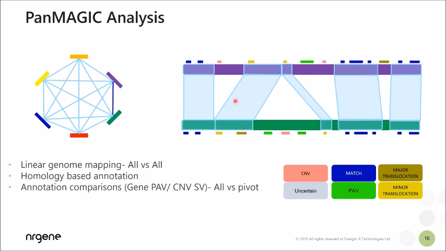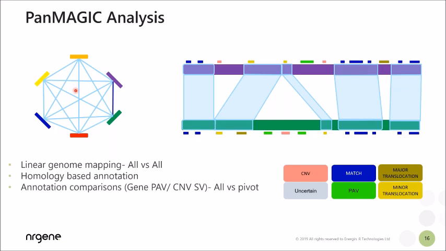And minor translocations have a light khaki color. Major translocations, perhaps to an entirely different chromosome, have a darker khaki color. Extra copies are marked in this pink color. We do all this analysis. The linear mapping is done all by all. So if, for example, you have 6 genomes in your pangenome, you get 15 such coordinate conversion files.